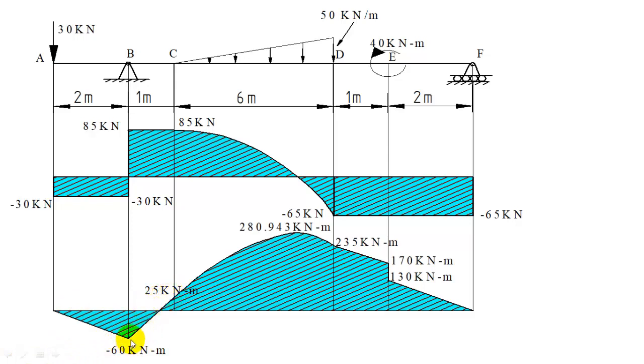So you can draw a straight line because shear force is constant. So the variation is linear, so you can join by a straight line. From right of C is also 25. Left of D is 235. So 25 and 235.